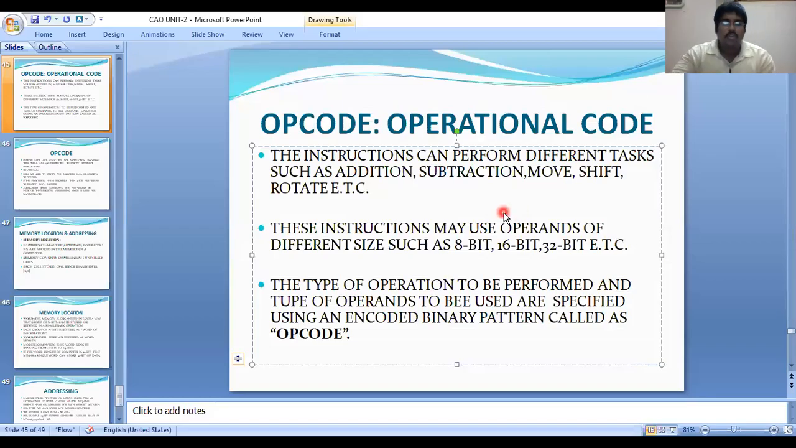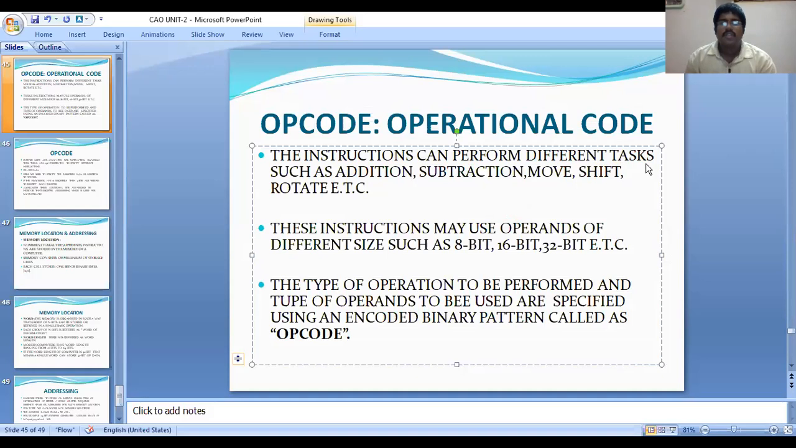Okay, welcome to the 14th class of Computer Architecture and Organization. In this class, we are going to discuss what is meant by operational code in detail, what is meant by addressing, and what is meant by memory locations. All these things we are going to discuss in this class.